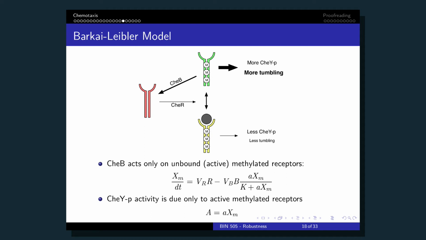The net effect of this is that now in our differential equation, the substrate term for B, so VBB times, remember originally it was the Michaelis term for XM by itself. Now the substrate term is a Michaelis term on only the active XMs, the unbound XMs. Remember that the lowercase a we used to represent the fraction of receptors that are unbound by ligand. So now it's slightly different, and also the activity, by which I mean the activity of tumbling, is directly the same as the substrate we're using, which is A times XM.